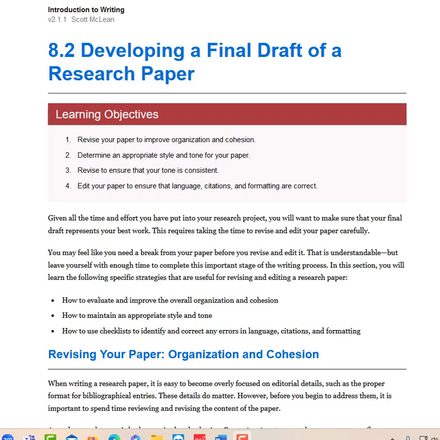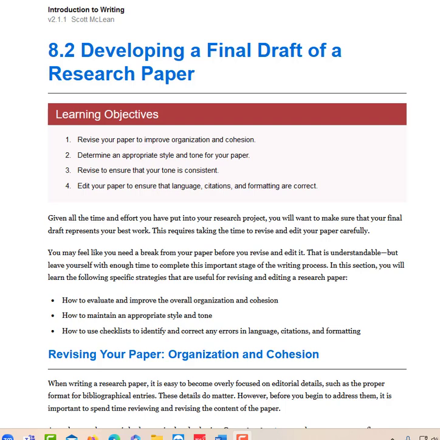So the last stage of the writing process is when you hand in your final draft of a writing paper, of your research paper. Given all the time and effort you have put into your research project, you want to make sure that your final draft represents your best work. This requires taking the time to revise and edit your paper carefully.